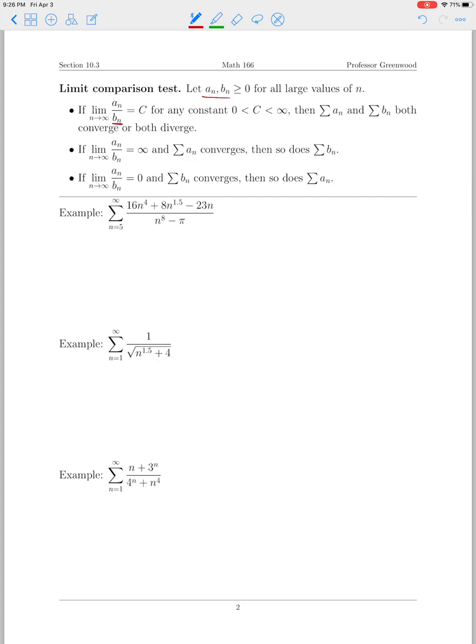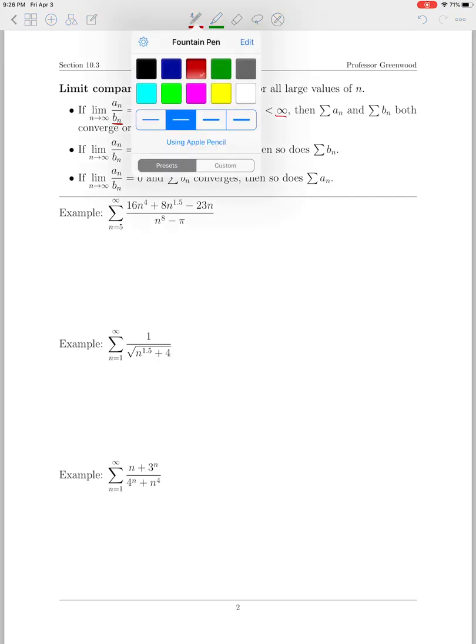And as long as that's some constant c that's between 0 and infinity, so in other words, a finite number like 7 or 2 million or anything that's a finite number, then both of the series have to do the same thing. And so they both either converge or they both diverge. Turns out that if c is 0 or c is infinity, then sometimes you can say something about the relationship between the two, but I'm not going to worry about that for now. We're just going to dive into a couple examples.